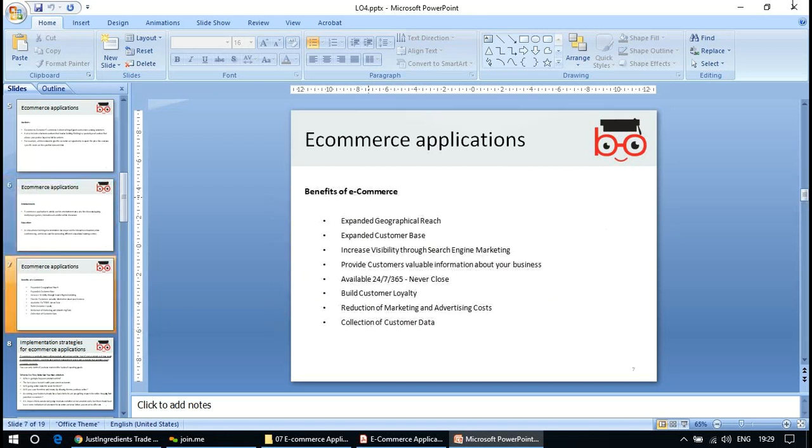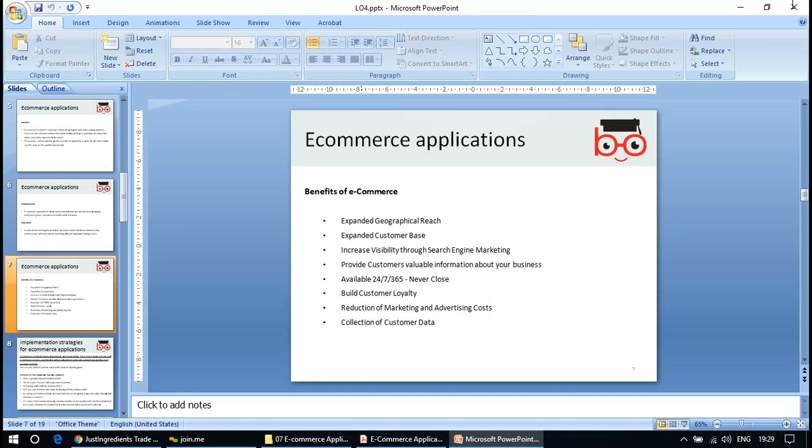Now the benefits of e-commerce: expanded geographical reach. Because if you are doing e-commerce, then, for example, if you have your shop or business in a town, then geographically you are expanded, and it's spread over not only nationwide but internationally.